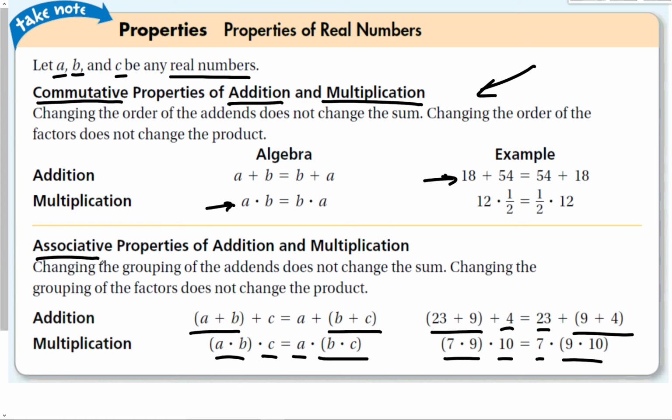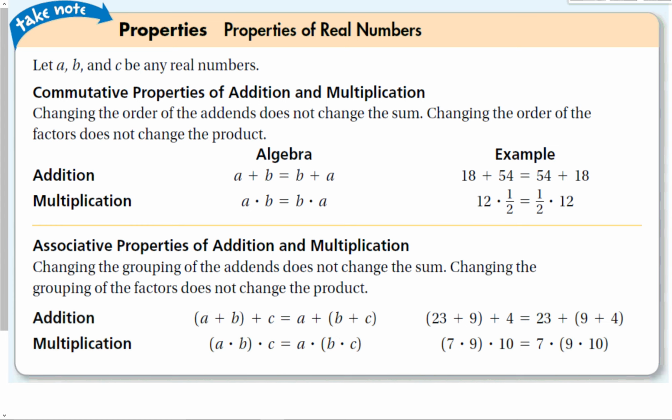However, associative, I kind of remember that by thinking about how you associate with people in a group. So maybe you're hanging out with B one day and you feel like hanging out with C the other day. Okay? So just a little trick to try to remember some of these properties.